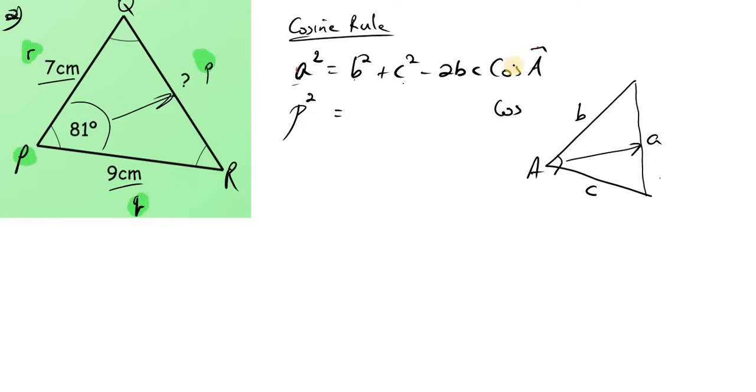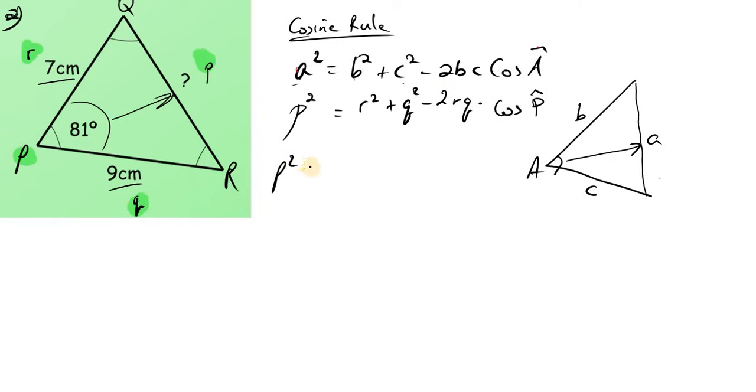Just like we have here, the side that faces angle A is side A. The side that faces angle P is side P. So what we'll have here is capital P for the angle that faces side P. And B and C being the sides that form angle A, so the sides that form angle P are sides R and Q. So we'll have R squared plus Q squared minus 2 times, again, R and Q times cosine P.